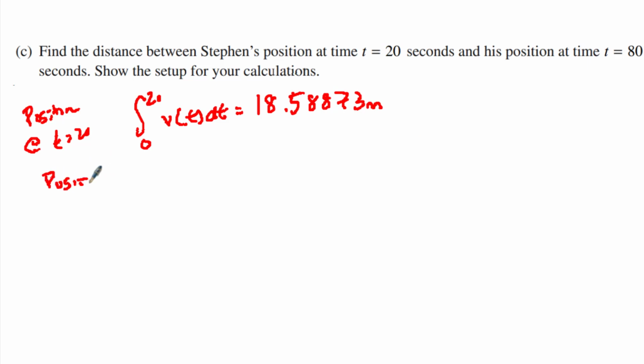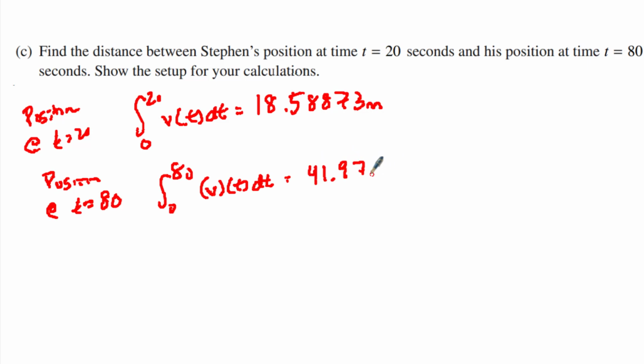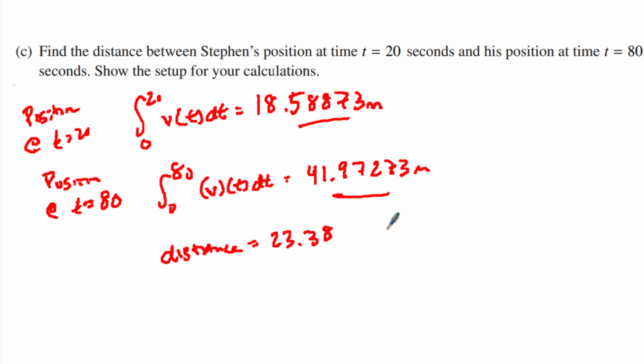And then if you want to know the position at time equal to 80 seconds, you're going to go from 0 to 80 of v of t dt. And I get 41.97273 meters, which means when you take this number and subtract that number, you get a distance of 23.38397 meters.